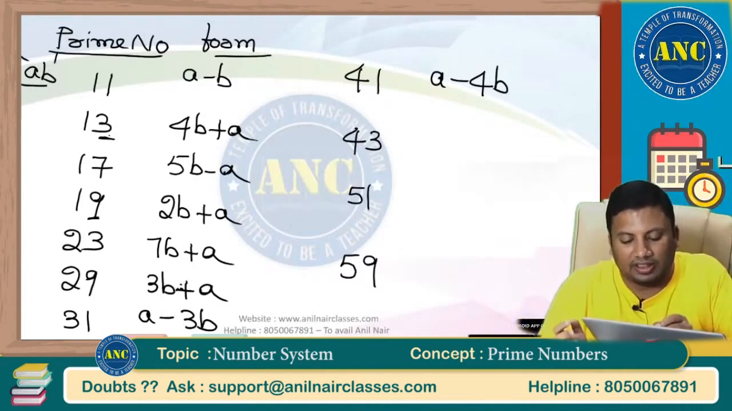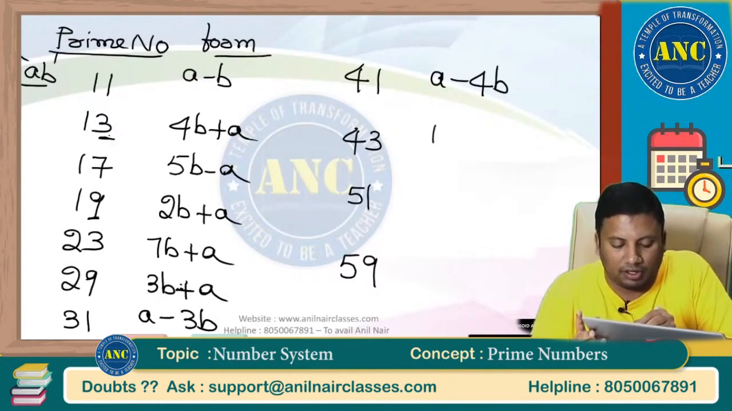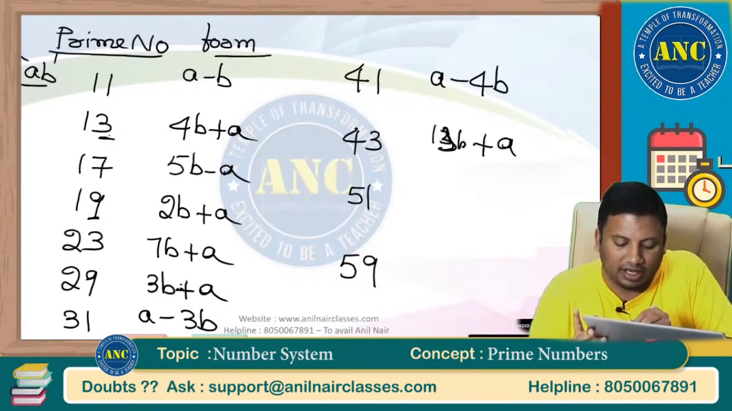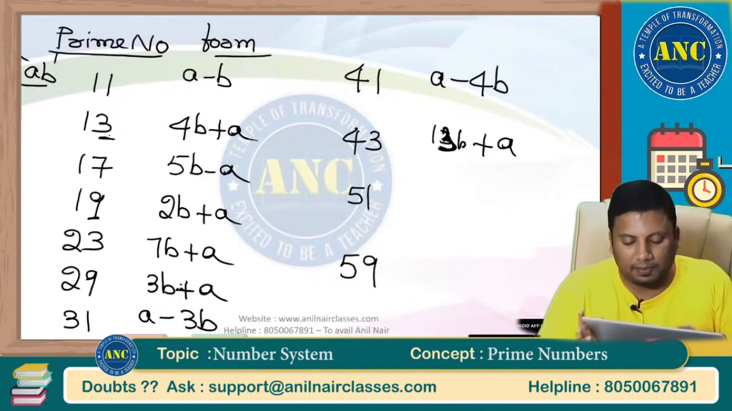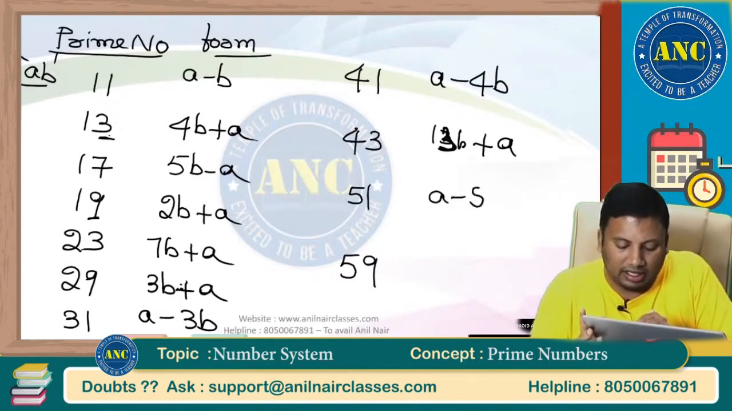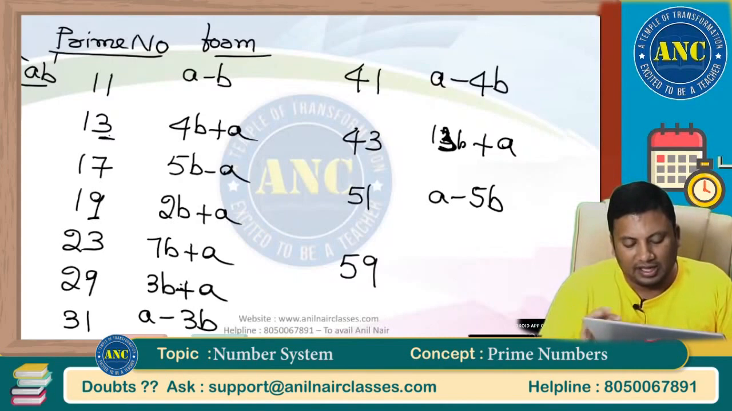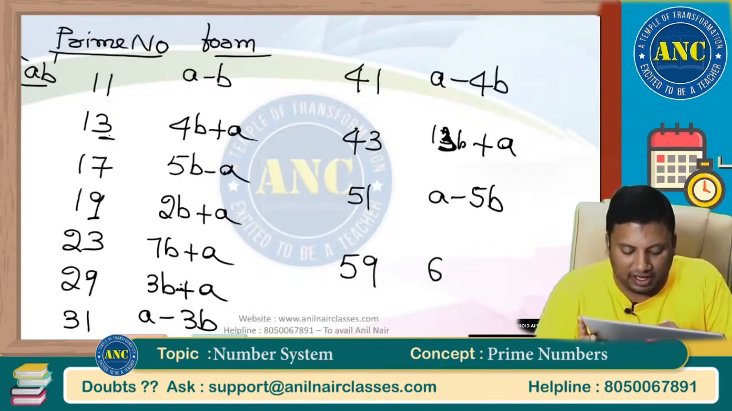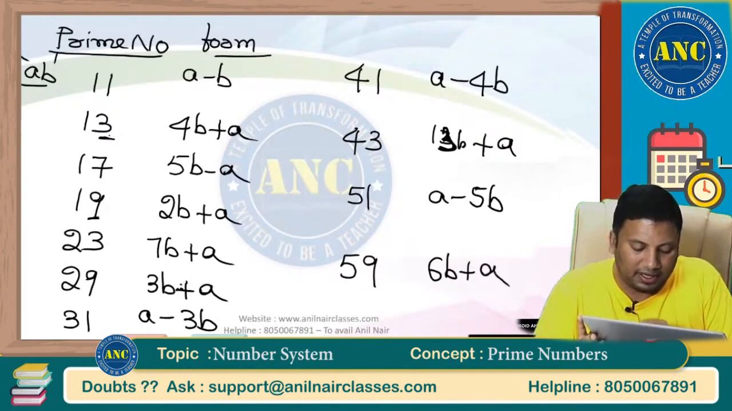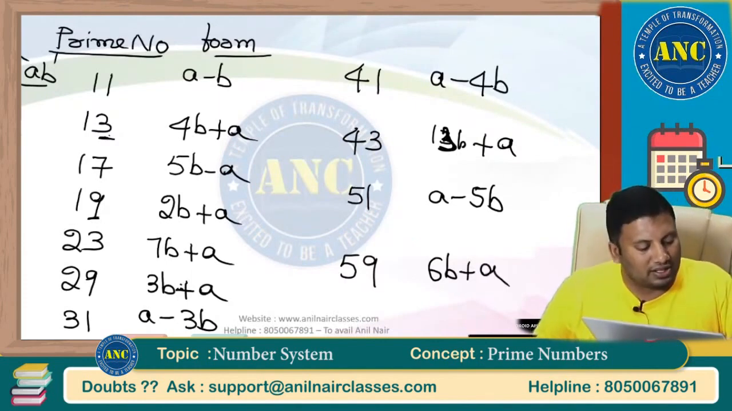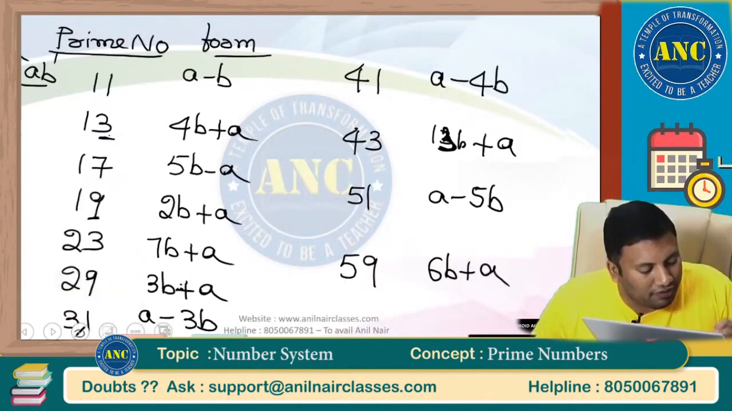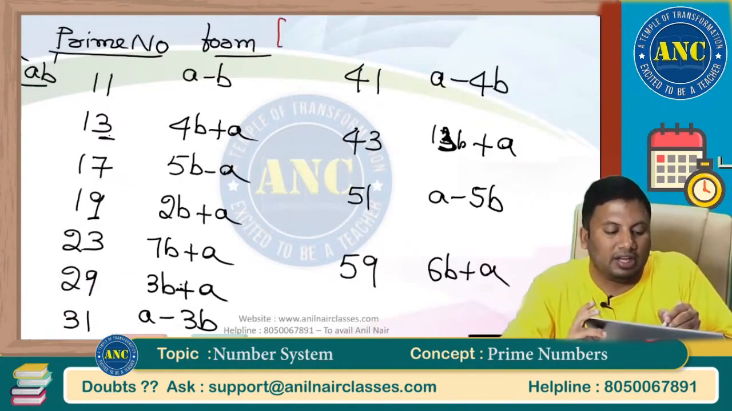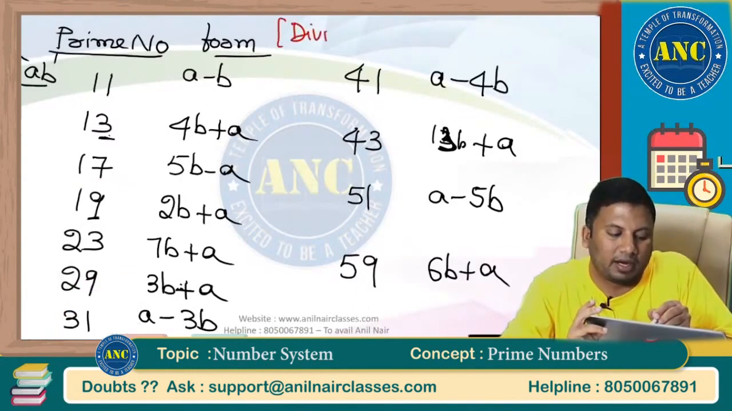Now, 3 13s are 39 plus 4. These are nothing but 13B plus A. 13 into 3, 39 plus 4. These are nothing but A minus 5B. These are nothing but 5 9s, 6 9s are 54 plus 5. This is 6B plus A. This is how you find out the divisibility rule of any prime number.